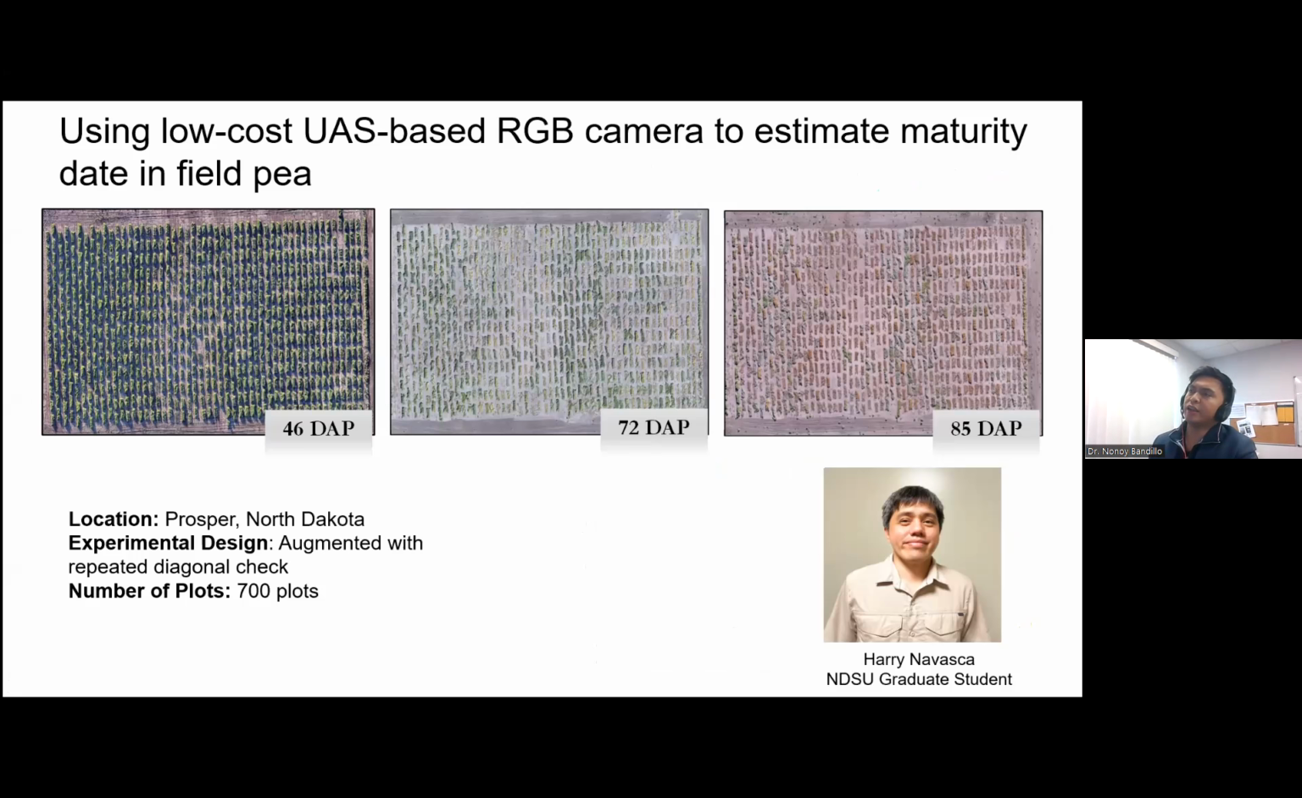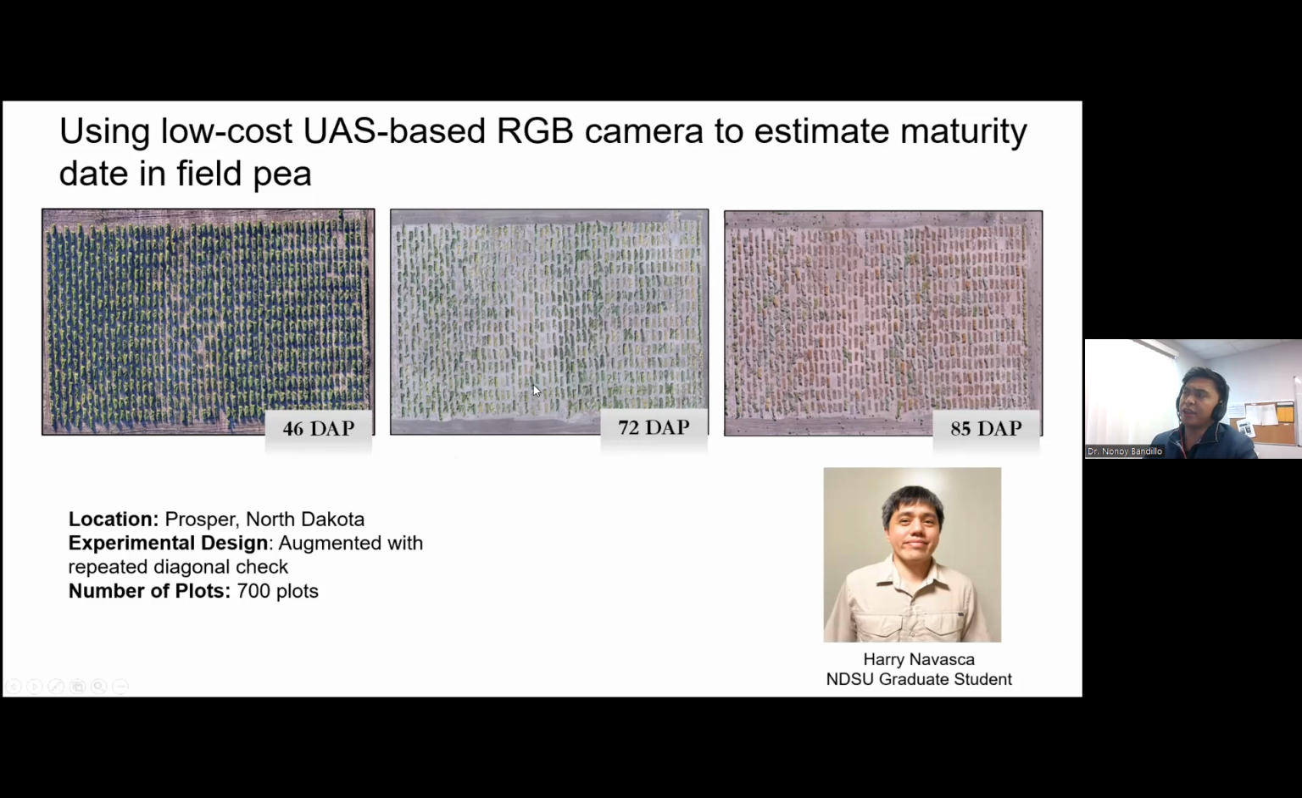And the second story is the use of low-cost UAS-based RGB camera to estimate maturity date in Gold P. Again, the major bottleneck here is we have about 26,000 plots. We're evaluating 25,000 plots yearly. So this is just some of the captures that Harry got. Harry is a graduate student in our lab.